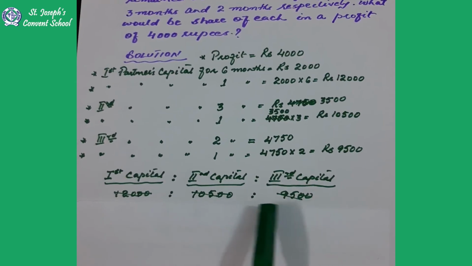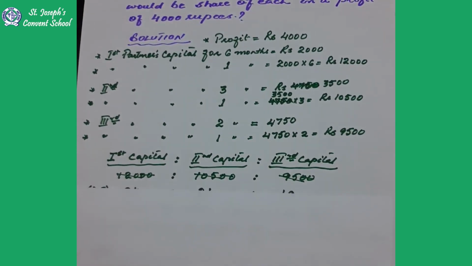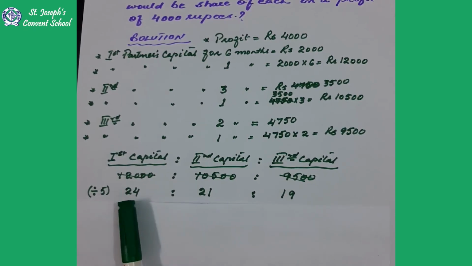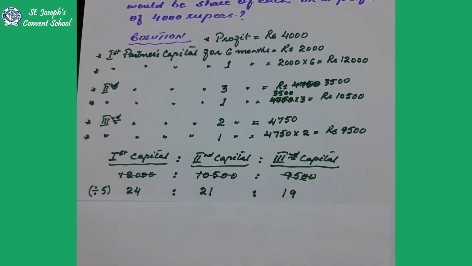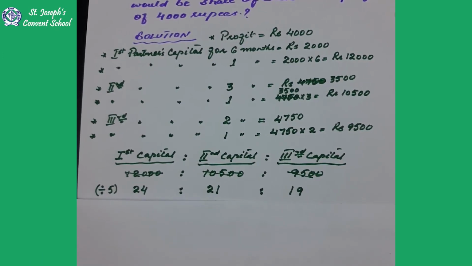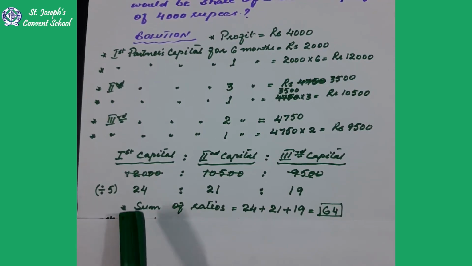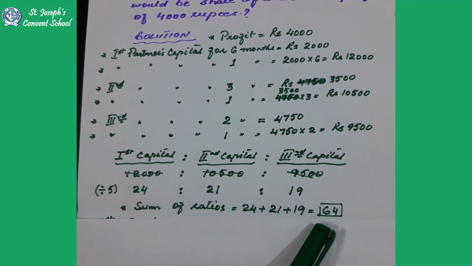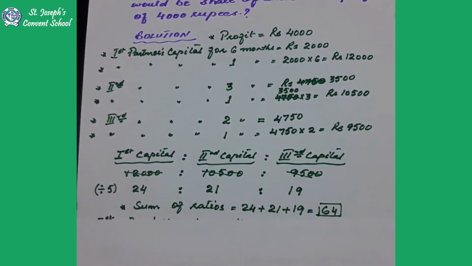Cancel two zeros. Then you can simplify it, divide all three of them by 5. You'll get 24 here, 21 and 19. After dividing, see, you cannot further divide this. So what you are going to do, you will find the sum of ratios. Add all three of them. So answer is 64. Now you are going to find each one's share in profit. How will you find? 24 divided by 64 into profit, 21 divided by 64 into profit, and 19 divided by 64 into profit. So all three persons' shares you'll get.